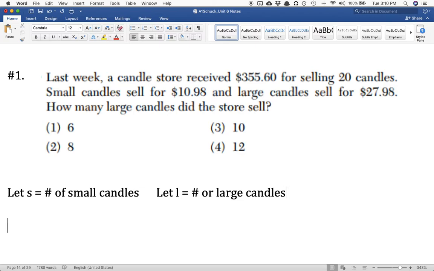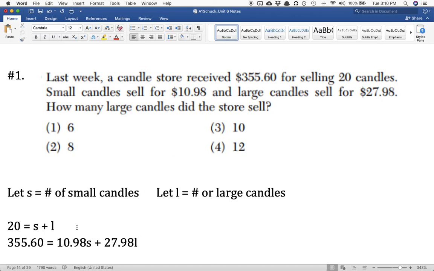For our amount, it's always just going to be 20 equals S plus L. It's just your amount equals the two variables. And for your value, right, it's the amount and value problem. This is 355.60. That's going to be equal to the money, right? A small candle is 10.98S plus 27.98L. And they want to know how many large candles the store sold.